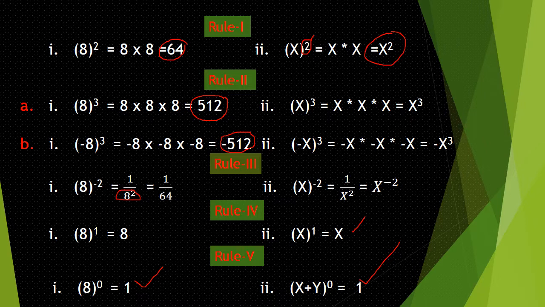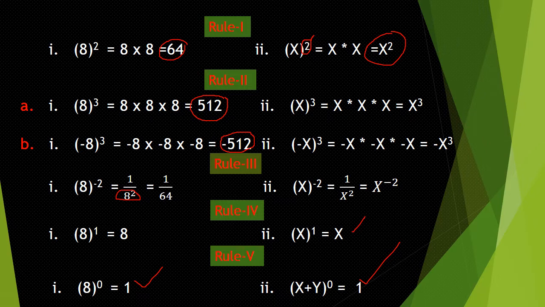Now I am coming to rule number 3. If the exponent is negative, how can it be made positive? By bringing this expression down to the denominator, it can be made positive. Here again, x raised to the power minus 2 will be equal to 1 over x raised to the power 2, bringing it to the denominator so it becomes a positive power.